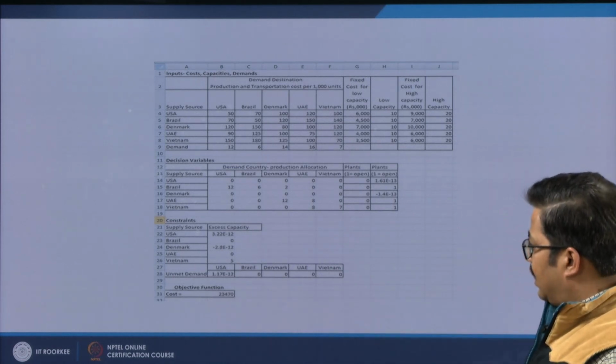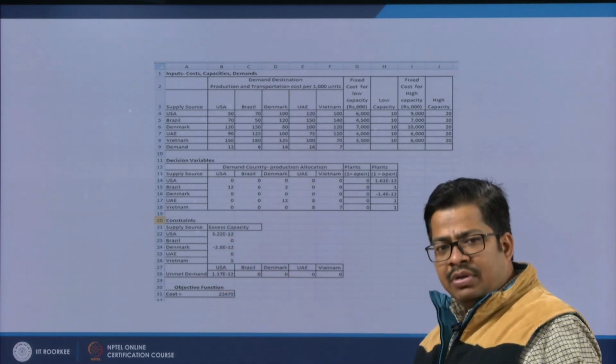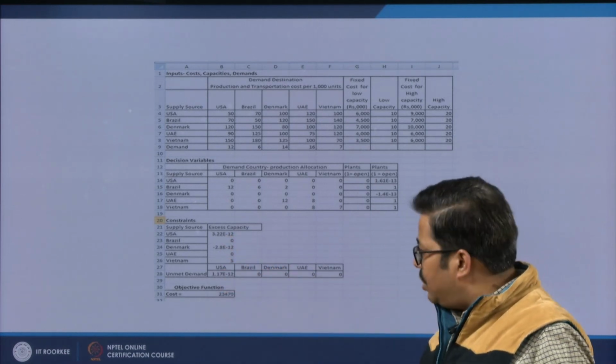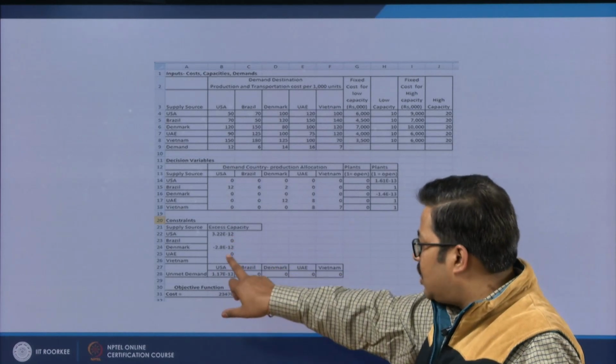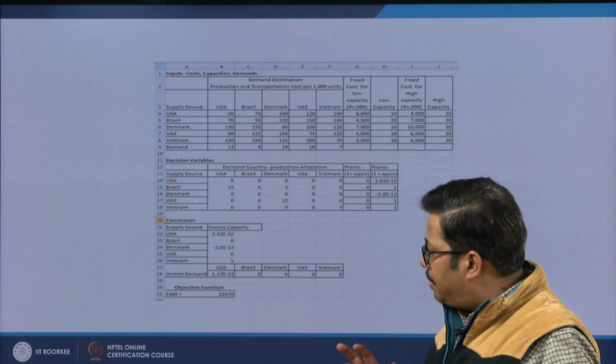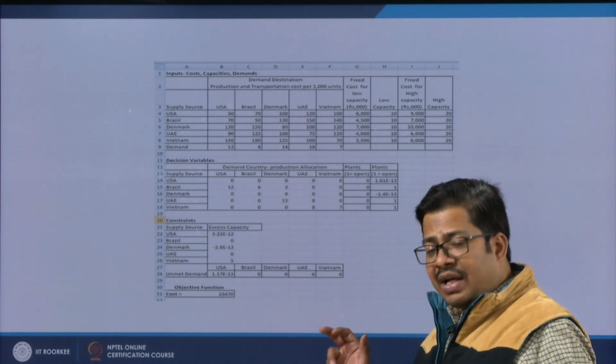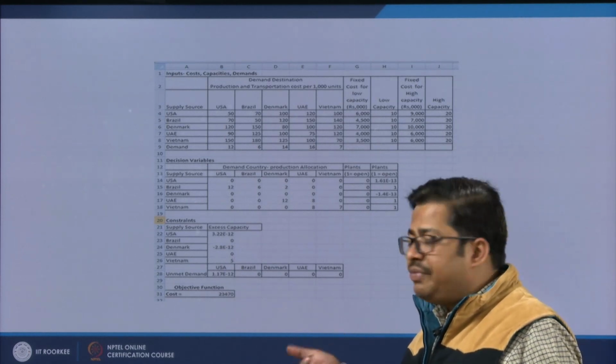and in all other cells, USA and Denmark, these are 10 to the power minus 12, so almost equivalent to 0, and for Brazil and UAE also you have 0 values. So in fact you can say USA, Brazil, Denmark and UAE have no excess capacity, and you have an excess capacity of 5 units at Vietnam.